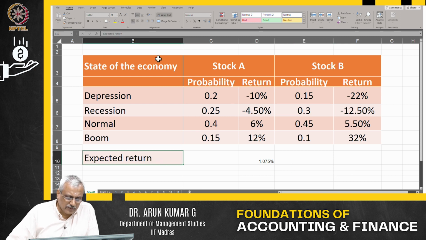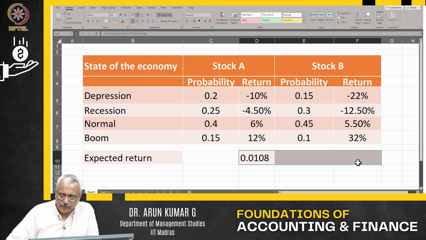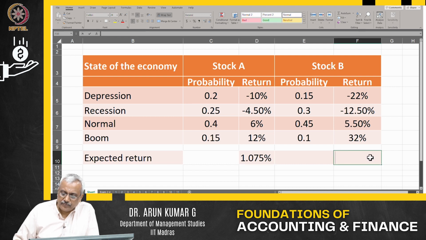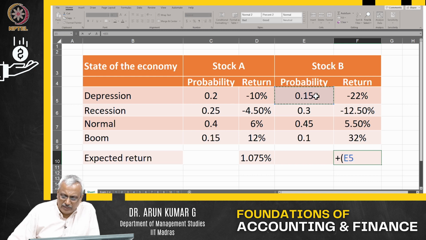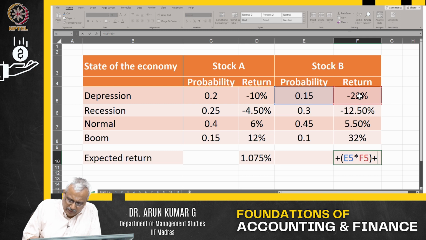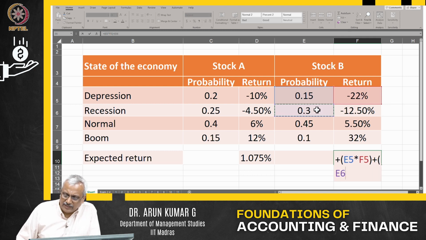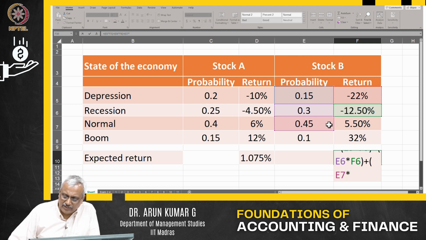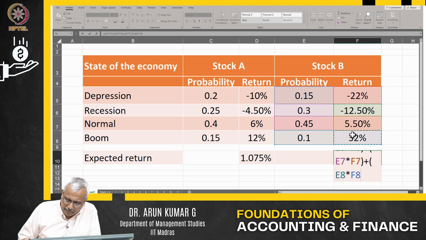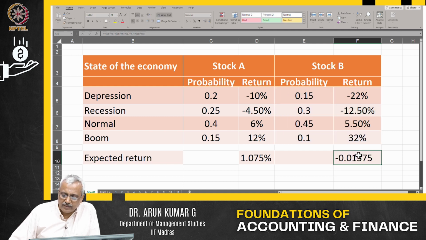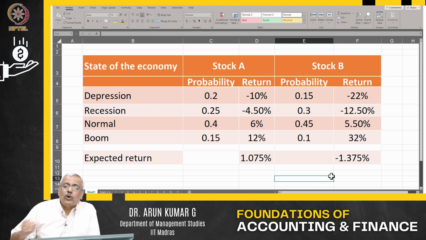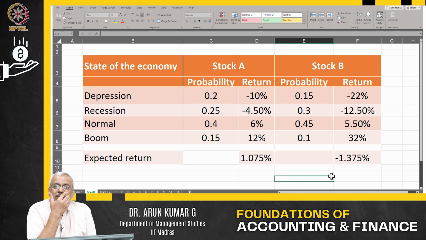Whereas when I look at stock B in this particular case, the probability of depression occurring is 15%. What is the return I can get? Negative 22%. The probability of a recession occurring is 30%, and I might get a 12.5% negative return. The probability of a normal phase is 45%, and the return is 5.5%. The probability of a boom phase occurring is 10%, and the return that I'm going to get is 32%. And the expected return in this case is negative 1.375% in case of stock B.